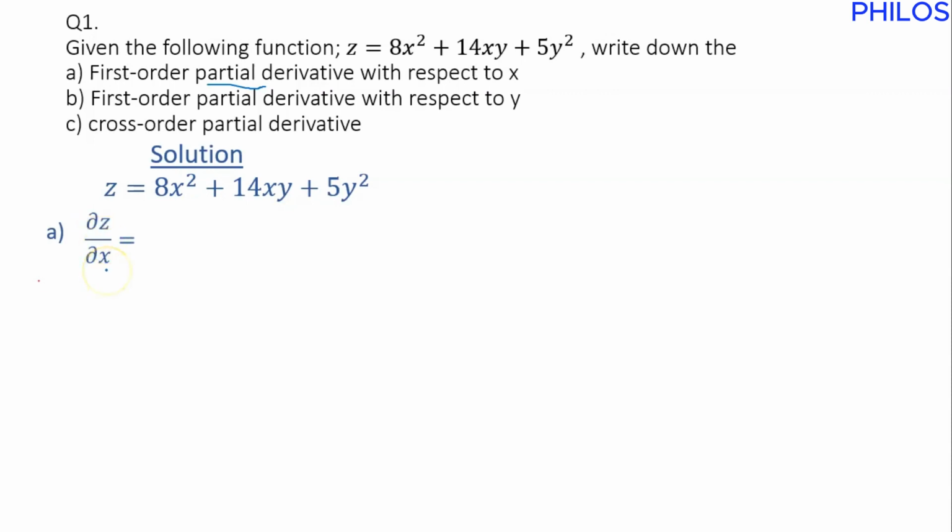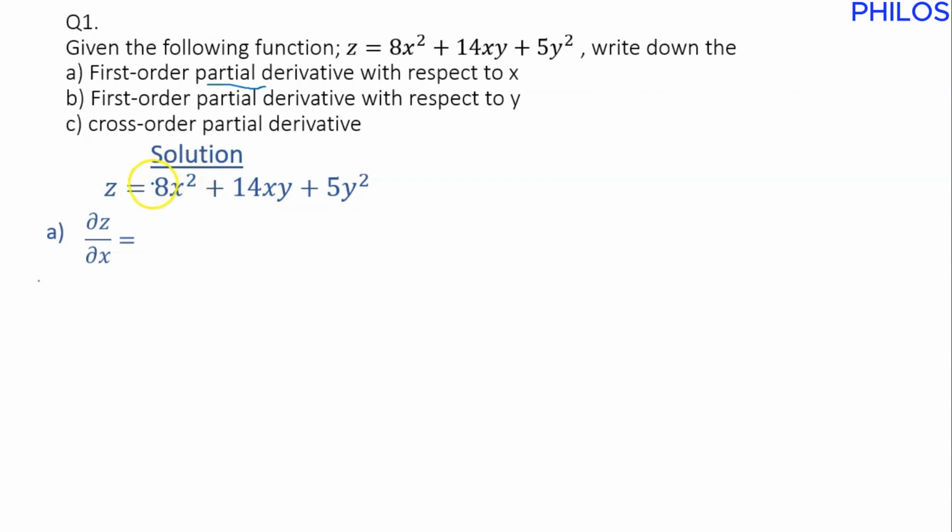over partial x. We won't write it dz over dx. No, we are not looking at the total derivative. We are looking at partial. So this is a symbol we use, it's called partial. So partial z partial x should be equal to. So we take the first function. The exponent of x here is 2.